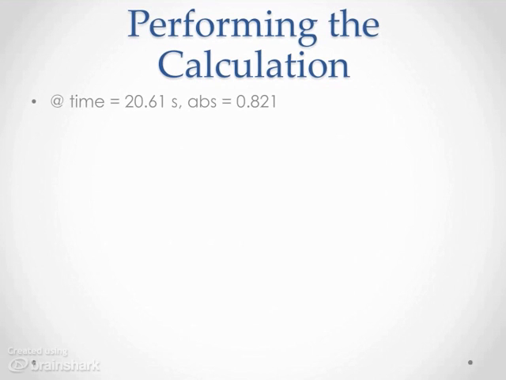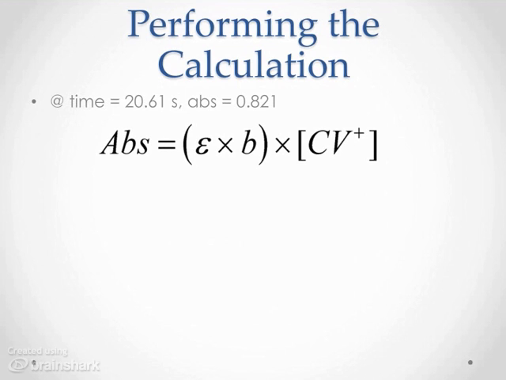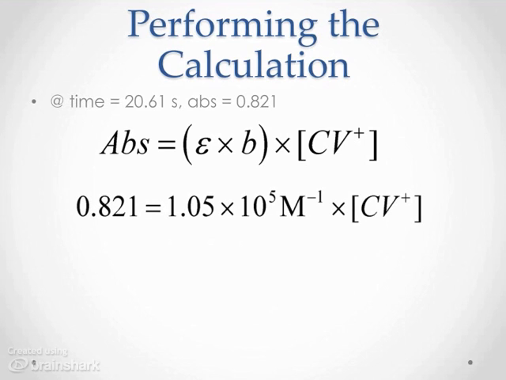So let's go through a calculation for converting our absorbance measurement into a concentration for crystal violet. To perform that, you need to know the epsilon value, that's the molar absorptivity specific to crystal violet, and you also need to know the path length. That's the distance the light had to travel through the sample. We actually provide those values for you for epsilon times b. For crystal violet, that's 1.05 times 10 to the 5 molarity to the -1. So we can use that in our calculation here.